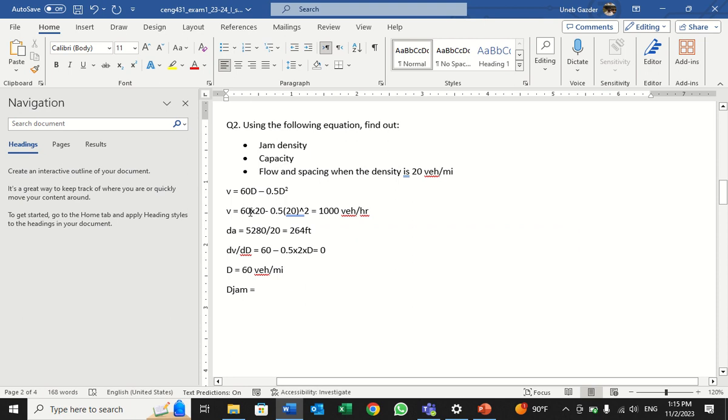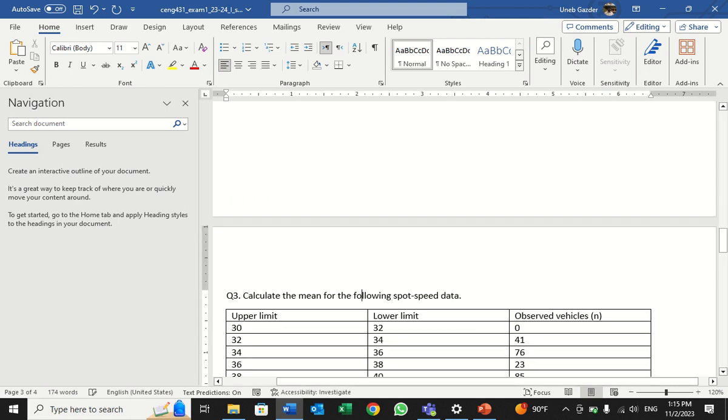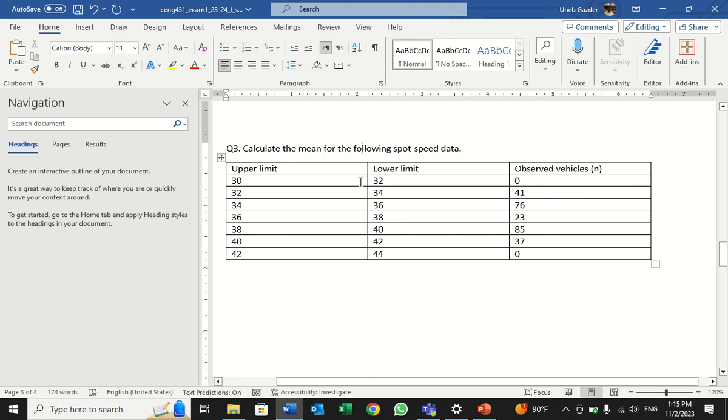But if you want to find it from here, then for jam density you will put flow equal to 0, and then you will solve this quadratic equation for calculating the value of d. If you solve this equation, then d should be equal to 120 vehicles per mile. Whatever method you apply, it doesn't matter, it will be considered correct.